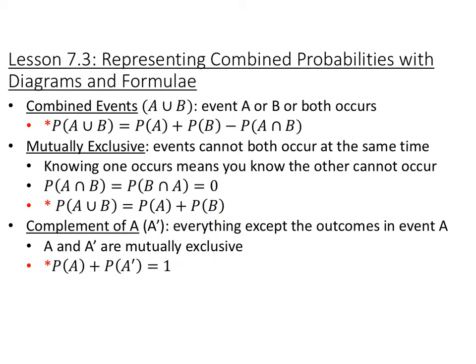And then the last one, the complement of A. A complement, that's what that notation means. Everything except the outcomes in event A. A and A complement are mutually exclusive. You can't be both in A and not in A at the same time. And also, all probabilities have to add up to 1. So if you have the probability that A happens and you have the probability that A doesn't happen, that has to add up to equal 1.